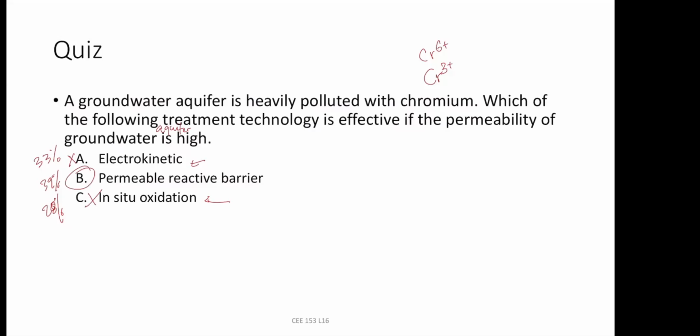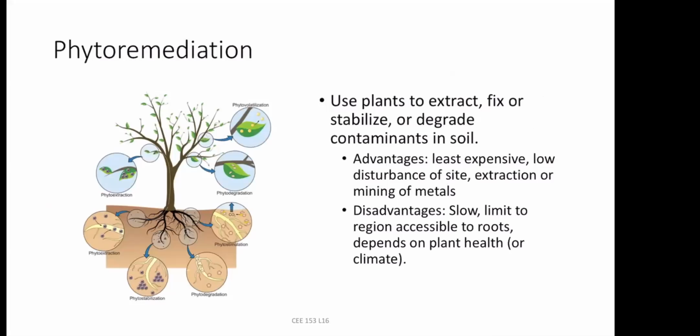And again, it says permeability is high. Your permeable reactive barrier requires things to move to that barrier, so to pass through the system. If it doesn't move through the system, it's not going to work. So that's how you can think of how to eliminate.